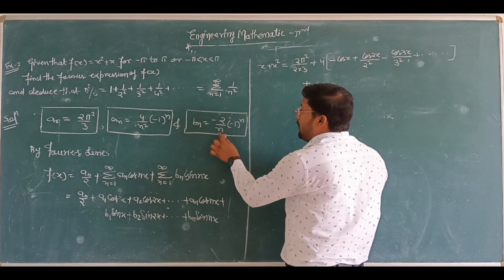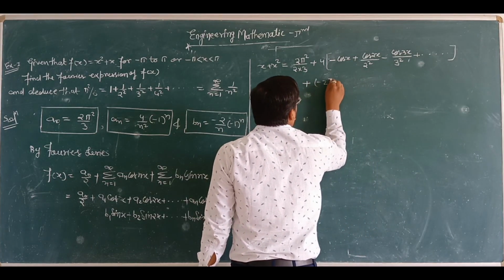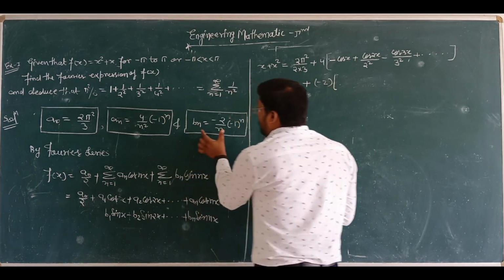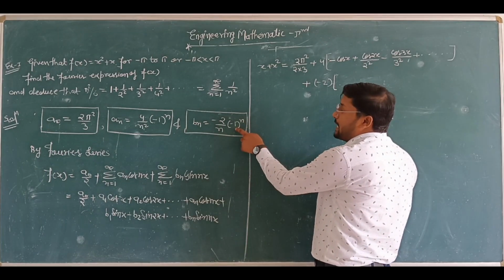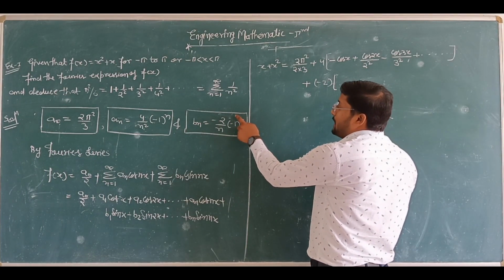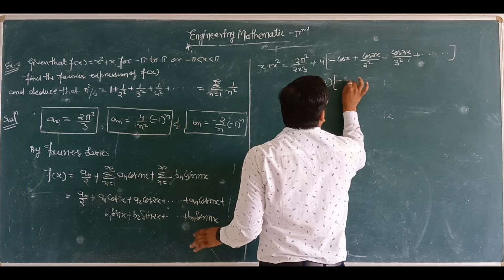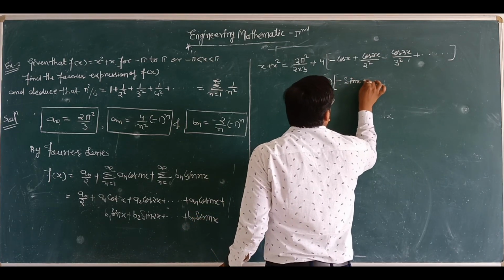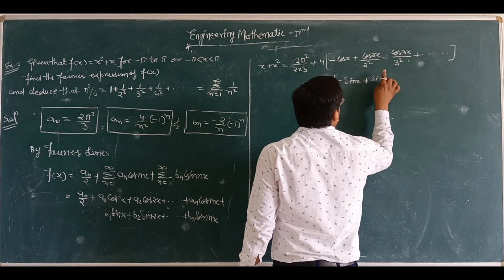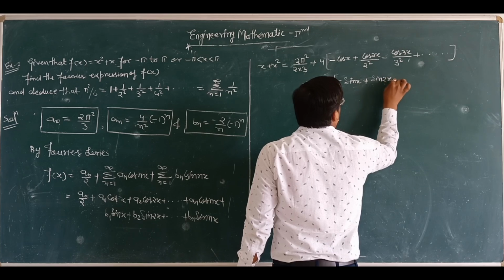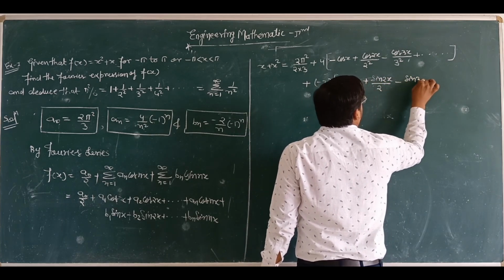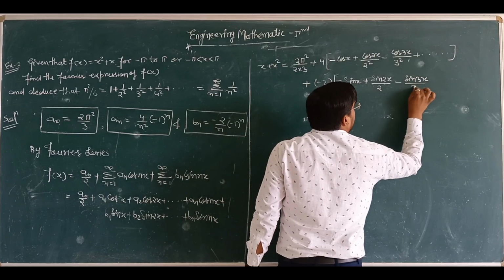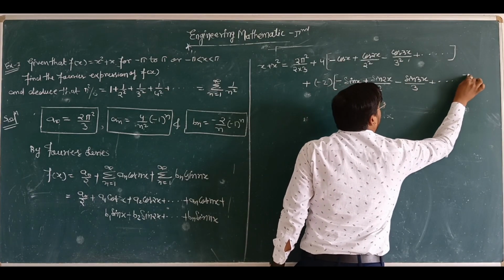This is minus 2 upon 3. You can write minus 2 bracket, put the value of b1. This is equal to, if n equal to 1, you can write minus 1 upon 1. This means minus sin x plus sin 2x upon 2 minus sin 3x upon 3 plus and so on.